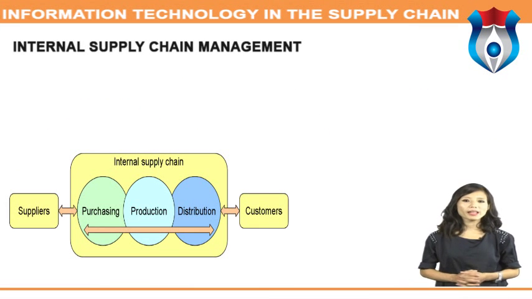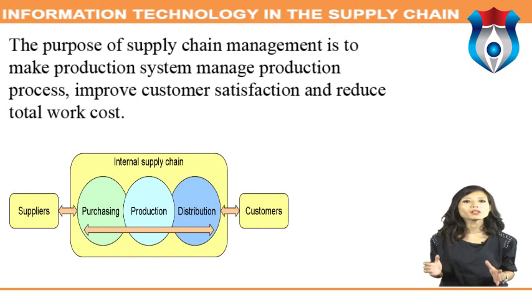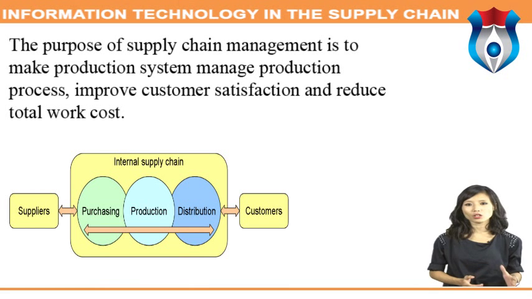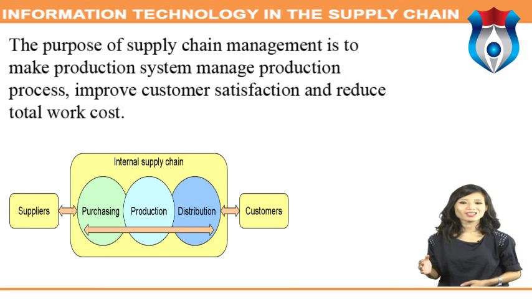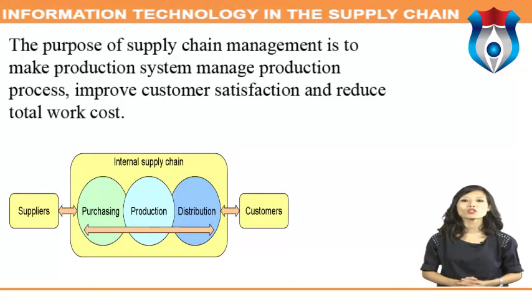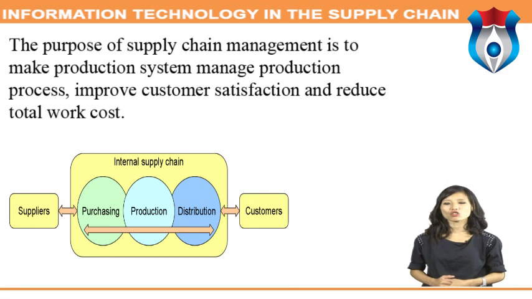Let us move to the next topic now. Internal supply management. The purpose of supply chain management is to make the production system manage the production process, improve customer satisfaction, and reduce total work cost. With indubitable significance, supply chain management attracts extensive attention from businesses and academic scholars. Many important research findings and results have been achieved.